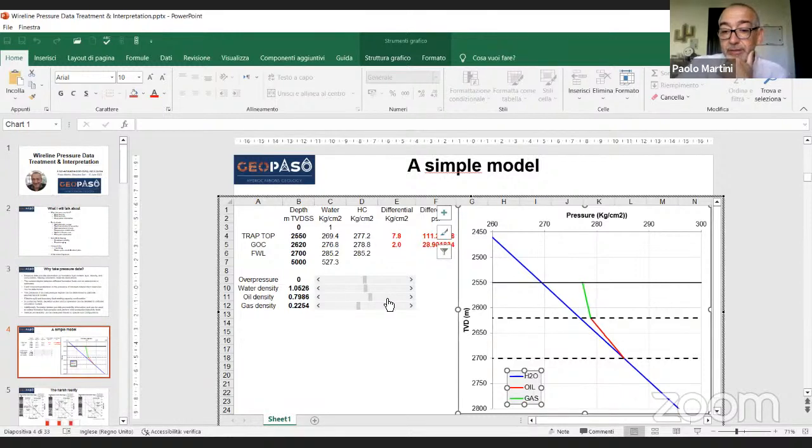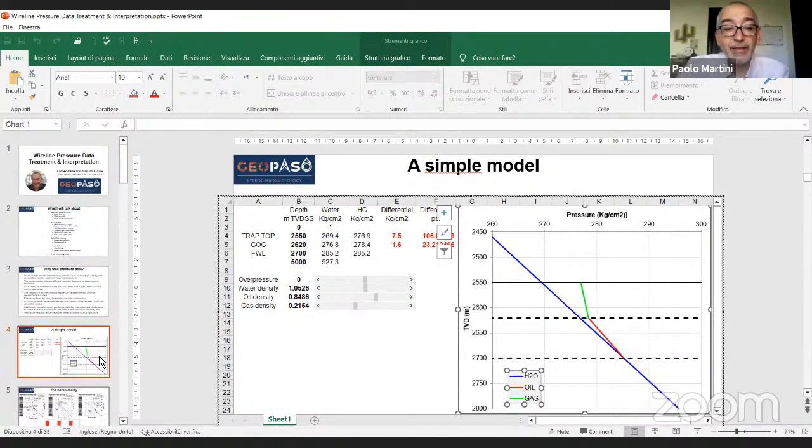I can change the oil density, so you see that if I increase my oil density, the inclination of the oil leg, the red part of the curve, gets closer to that of the water. And finally, I can also change the density of the gas. So this little tool was created just to calculate, as I said, the differential pressure at the top of a trap, and it's like an ideal model of what you would find in the ideal world when you start acquiring pressure data.